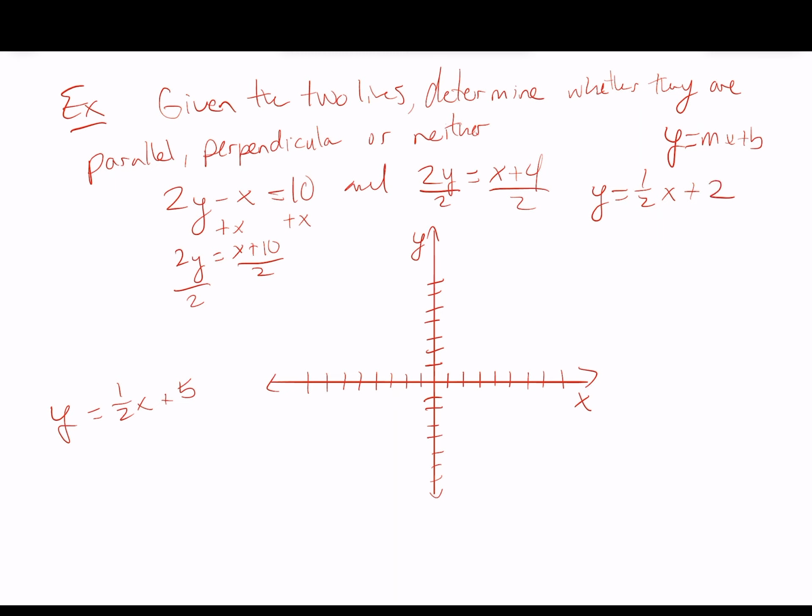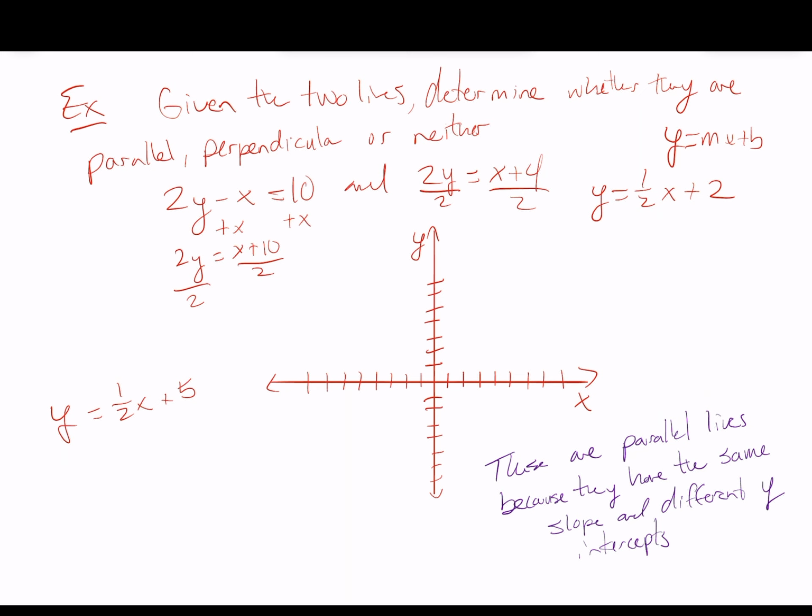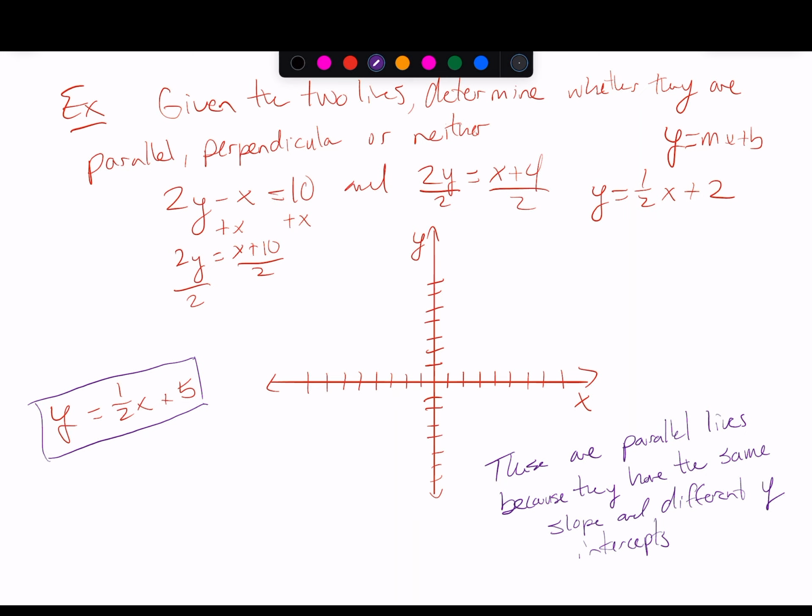Now, are these lines parallel, perpendicular, or neither? Well, these are parallel lines because they have the same slope and different y-intercepts. So let's try and graph these. The first one, the first equation we did, which I boxed in purple right here, what do we get for y when we plug in 0 for x? Well, it's the y-intercept, or 5.